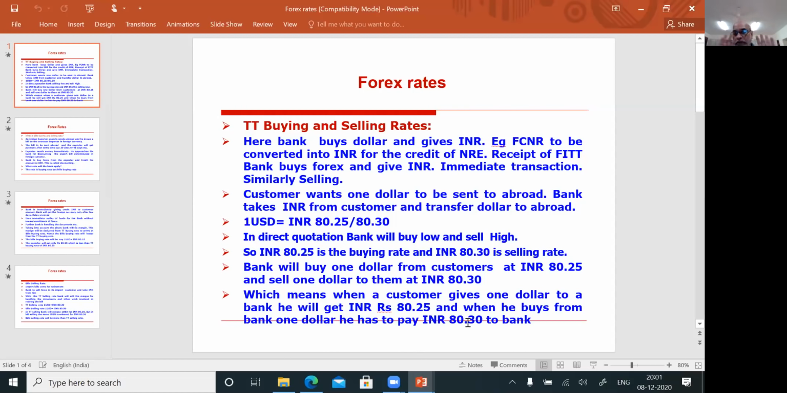This is TT. So they put TT rates 80.25 and 80.30 for $1. That means the bank will buy $1 from you at the rate of 80.25, whereas the bank will sell to you at the rate of 80.30. Immediate transactions are, you come and give the Indian currency, you get the foreign currency and go. Or you hand over the foreign currency, your account will be credited, you go. Immediate transaction, no more work for you or for the bank here.